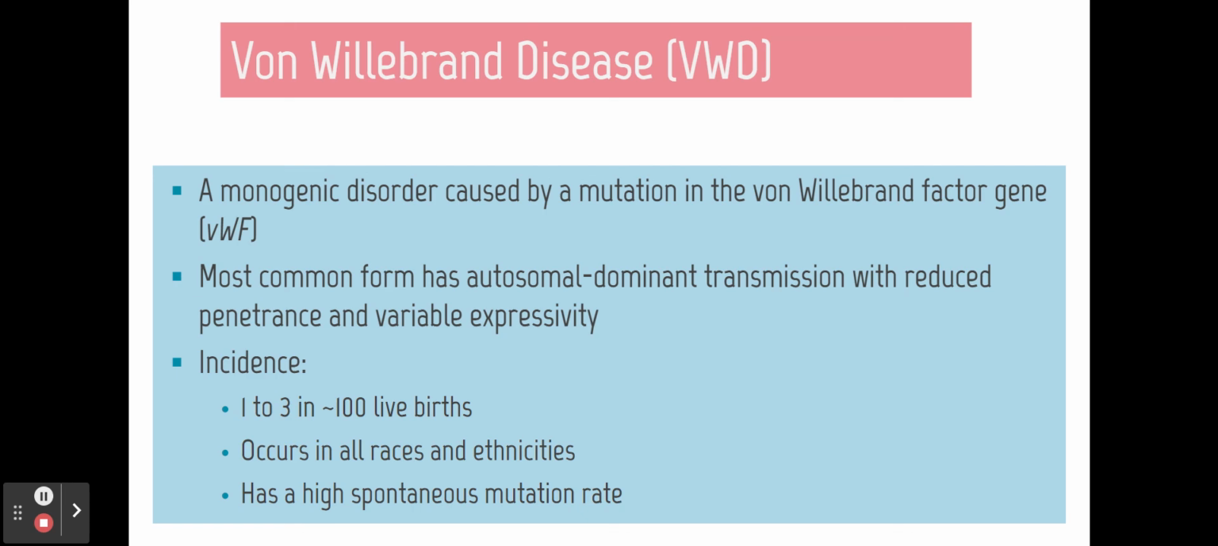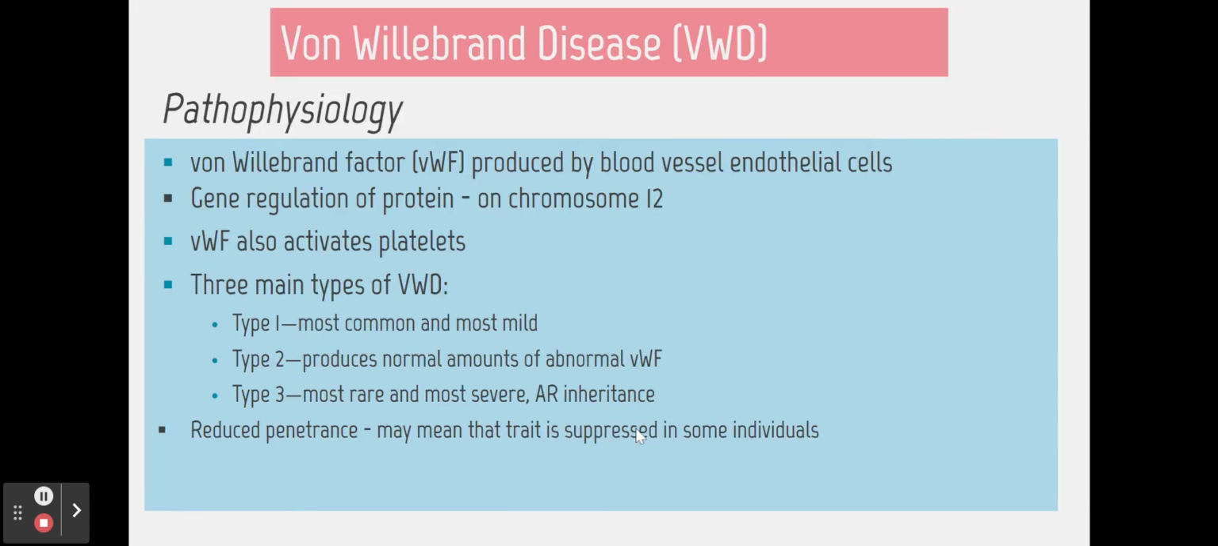Autosomal dominant transmission, but you sometimes have reduced penetrance, which just means it does not express itself fully. Variable expressivity. Incidence is about 1 in 300 births. I will have to correct that slide. It occurs in all races and ethnicities and has a high spontaneous rate.